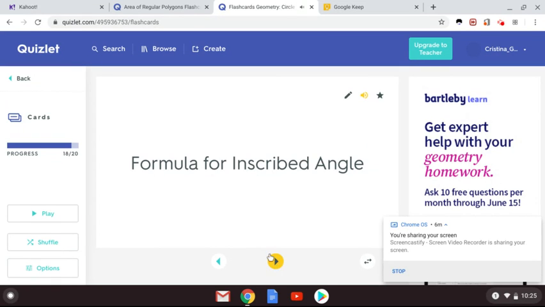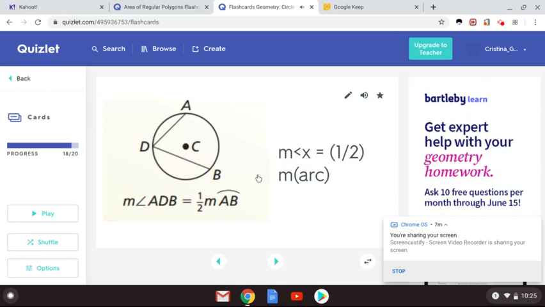Formula for inscribed angle. So the formula for this one, again, the measurement of angle ADB, this angle here, is half of the measurement of the entire arc here, AB.